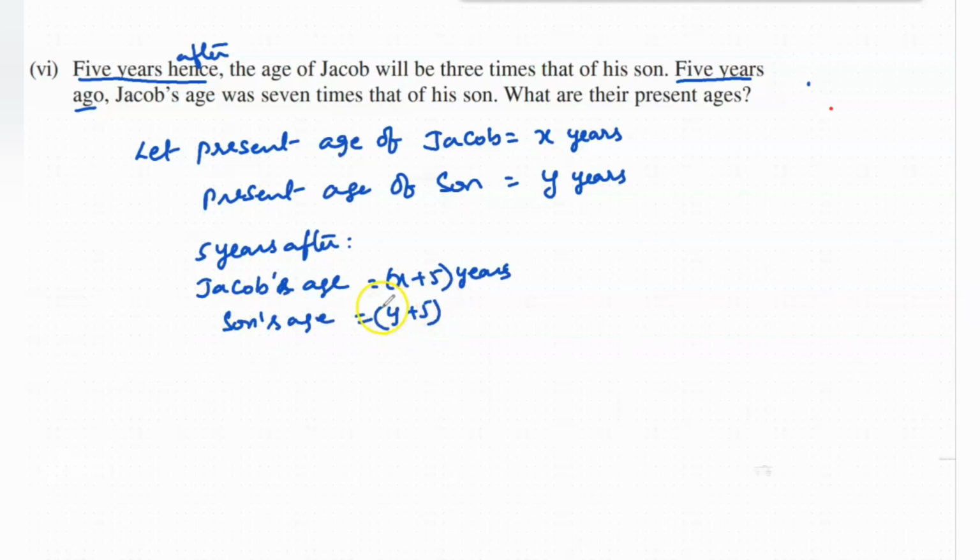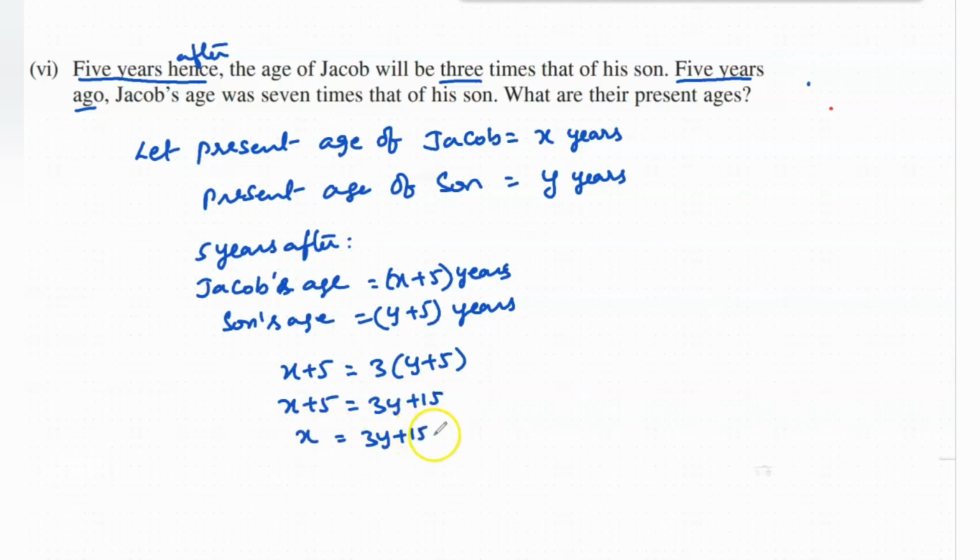Now apply the condition for this. What did he give you according to the question? 5 years after, Jacob will be 3 times the son's age. So x plus 5 is Jacob's age, and Jacob's age is 3 times the son's age. So from here you can write x plus 5 is equal to 3y plus 15, from which x is equal to 3y plus 15 minus 5. Send 5 to the other side. x is equal to 3y plus 10. So keep it as number 1.